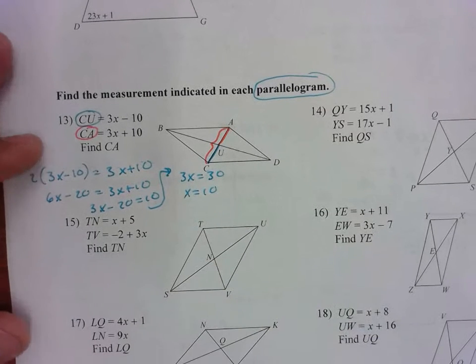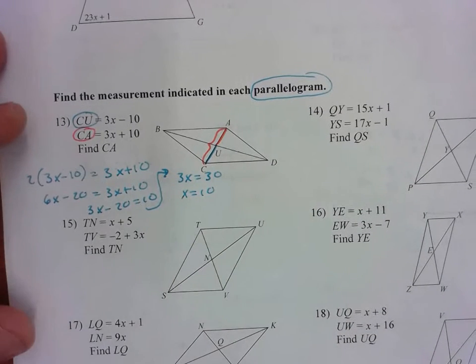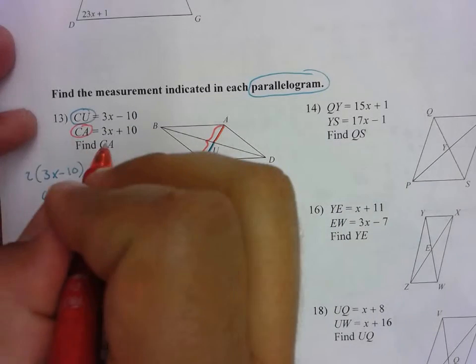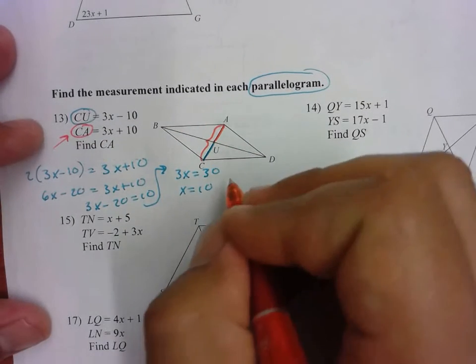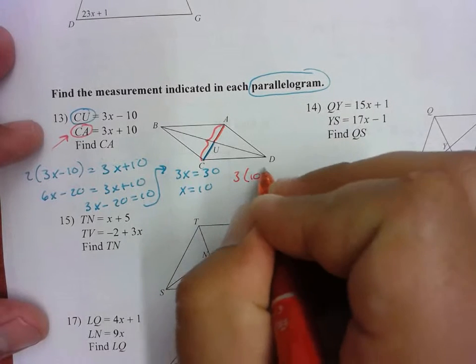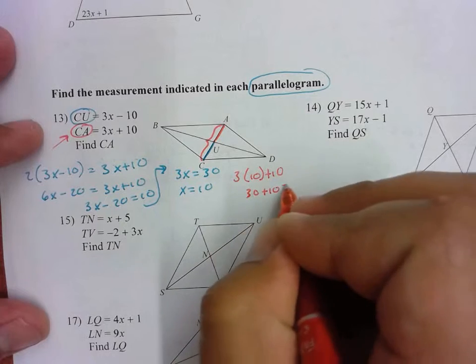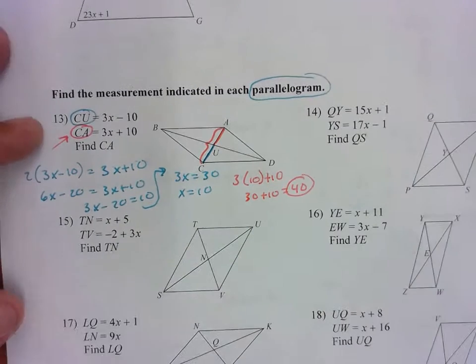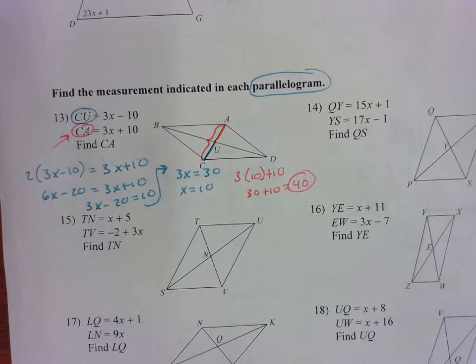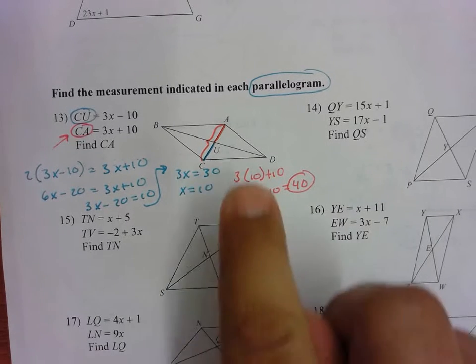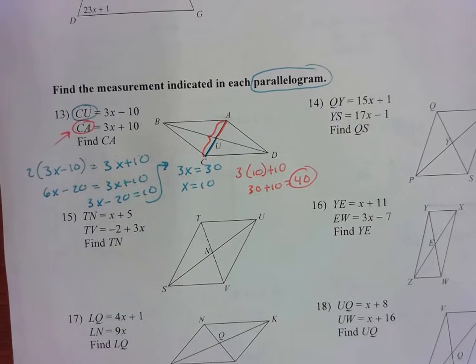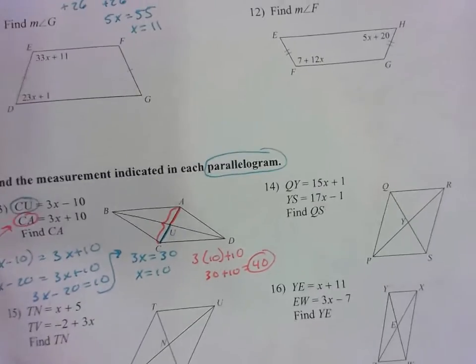So I have to plug x back into what? CA. You have to plug x back into CA. So it's 3 times 10 plus 10, which is 30 plus 10, or 40. Again, your diagonals are either equal, or they're going to give you half and then the whole. So multiply your half by 2 to get the whole. Next section.